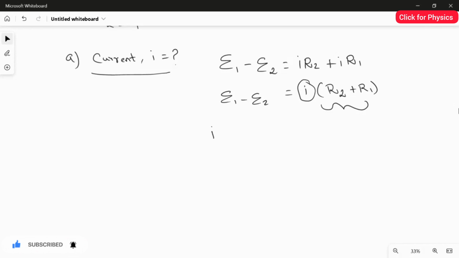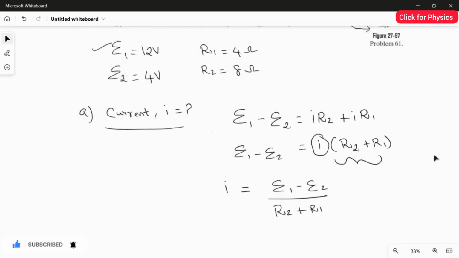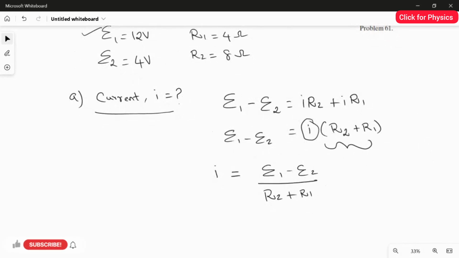By that the equation will modify as current I, which is equal to EMF1 minus EMF2 divided by R2 plus R1. And we have all the values for EMF1, EMF2, R1, R2, which are already given in the question. So I'm going to substitute the values here. The EMF1 is 12 volts minus EMF2, which is 4 volts, divided by R2, which takes the value of 8, plus R1, which takes the value of 4.